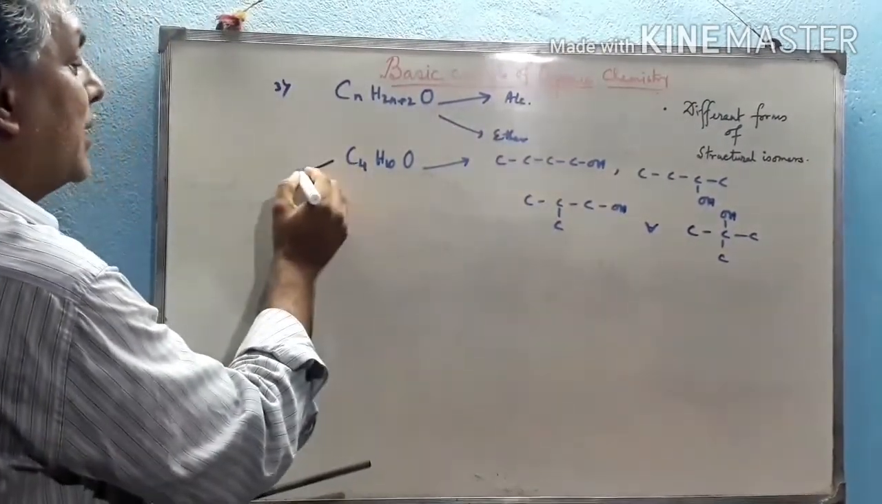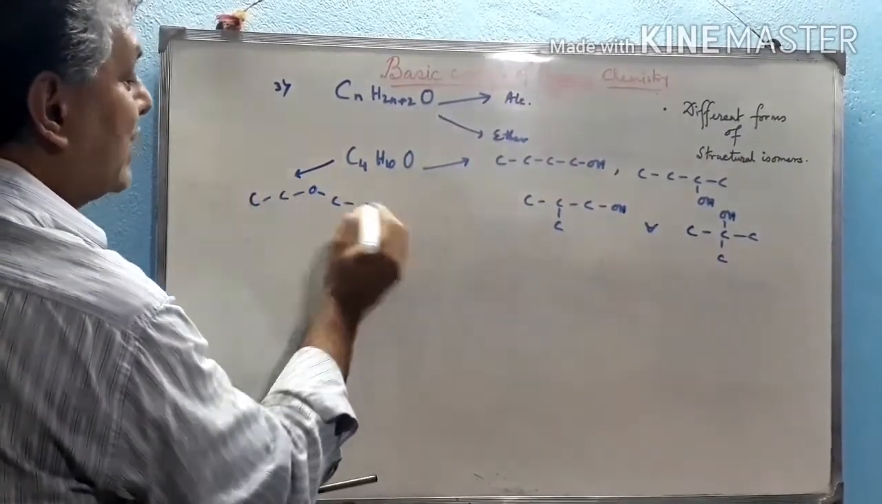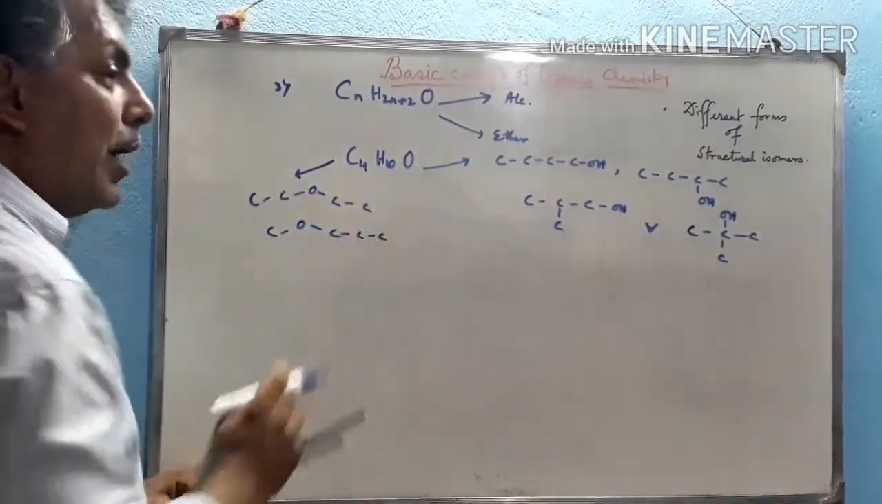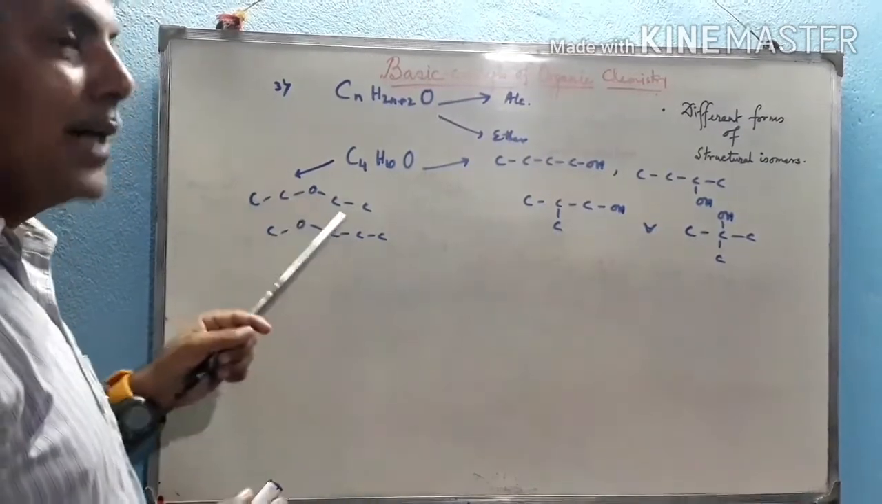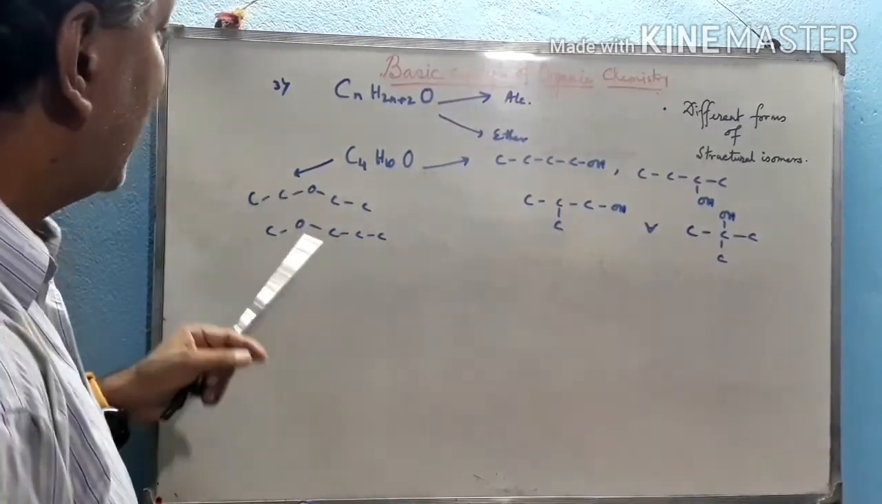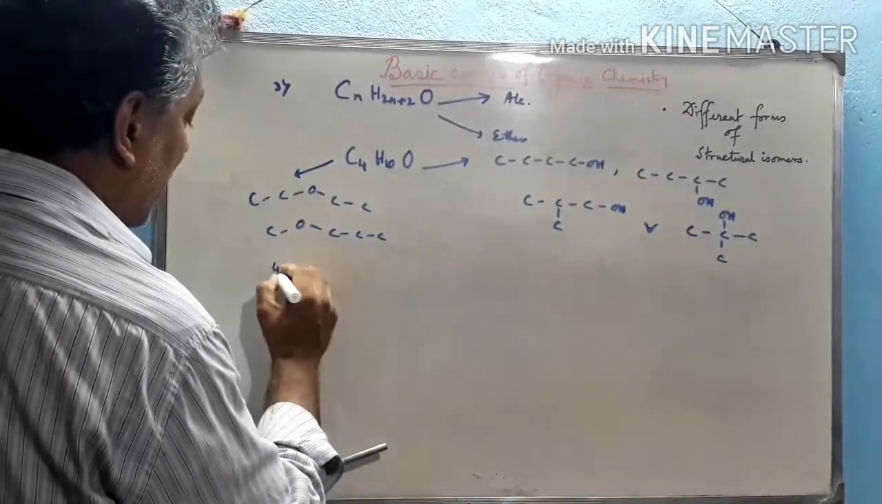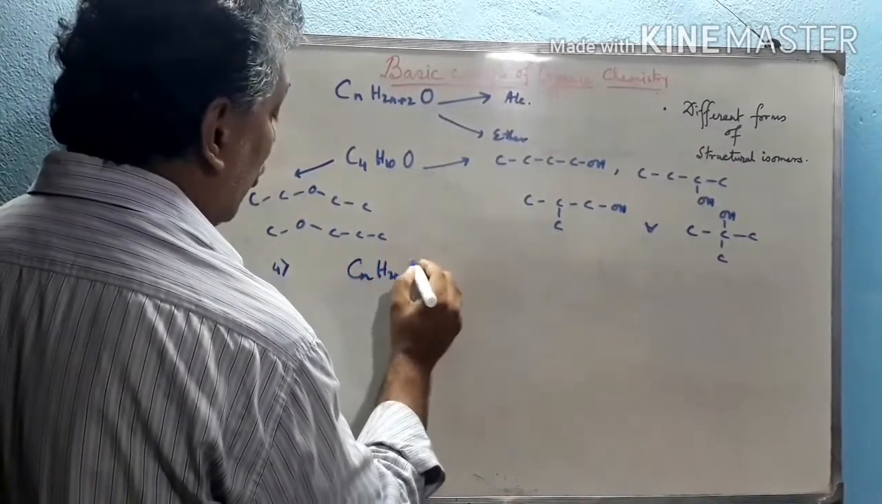And if we draw with respect to the ether group, see this, ethoxyethane and methoxypropane. These two are generally called metamers of each other with respect to oxygen. That means for a divalent atom, 2 different alkyl groups are attached, and hence these two are metamers with respect to each other. Then number 4 is CnH2nO2.